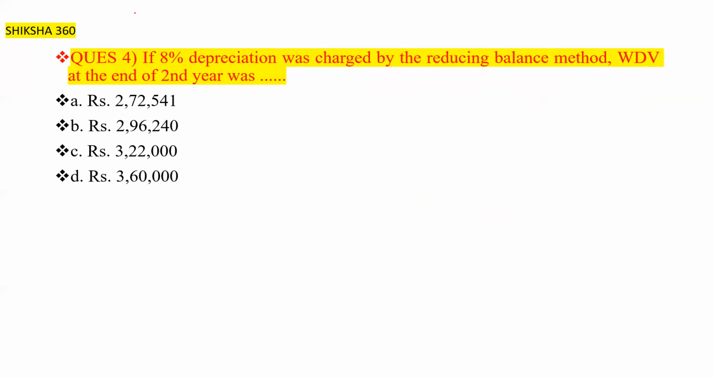Same type of question. Now next they are asking basically for the next year. If the 8% depreciation was charged by the reducing balance method, what is the value basically at the end of the second year? At the end of the first year, basically the value is 3,22,000. So basically at the end of the second year, we have to take off 8% of that.